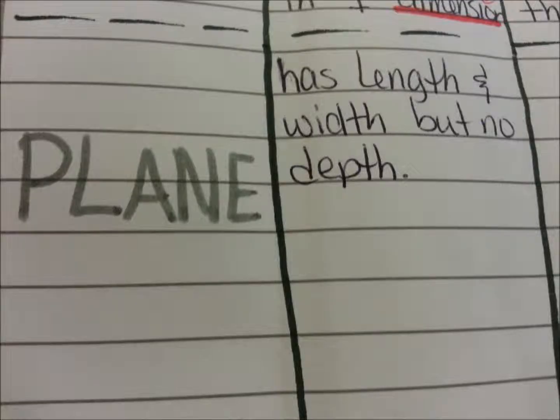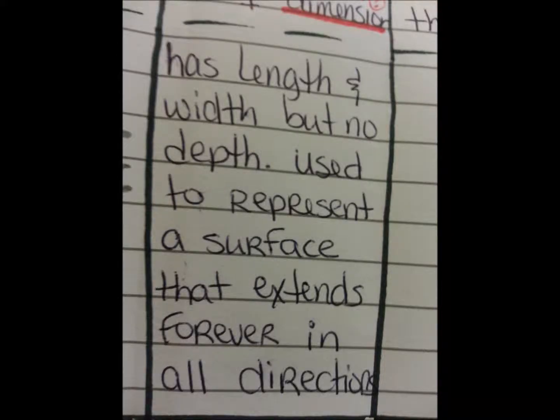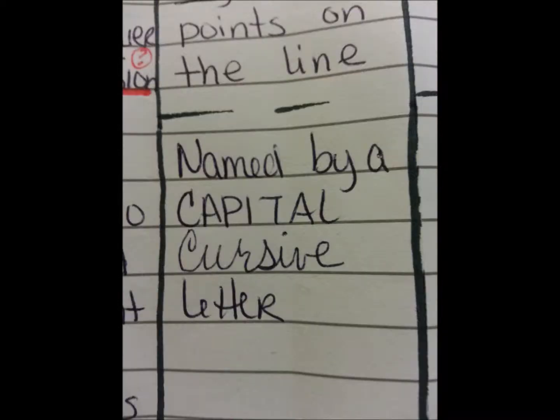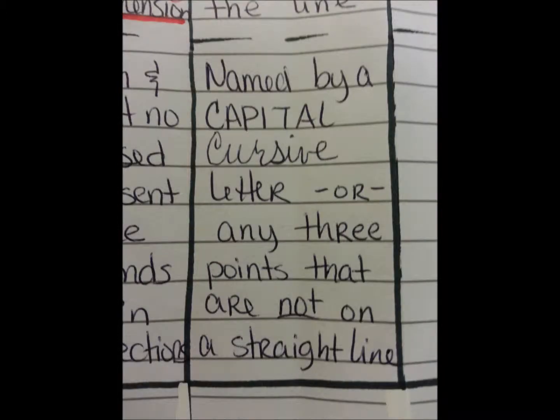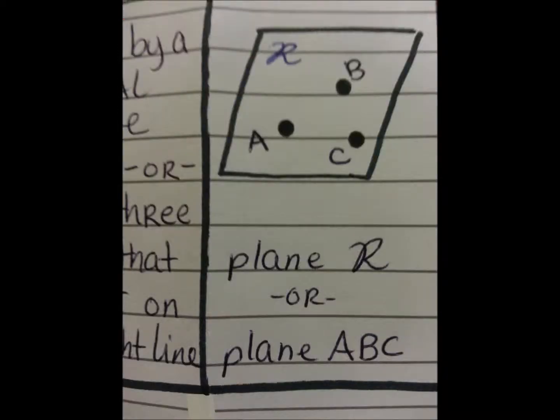Our last undefined term is plane. A plane has a length and a width, but no depth. We use it to represent a surface that extends forever in, I wrote all directions. I meant two. It extends forever in 2 dimensions, is what I meant to write. Sorry. A plane is named by a capital cursive letter, or any 3 points that aren't on the same line. Like in this picture, I could use that cursive R to name the plane R, or I could use those 3 points that aren't on the same straight line, A, B, C, and name the plane ABC.